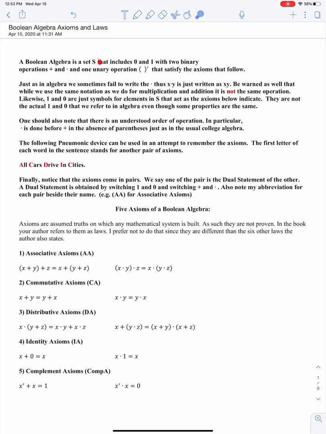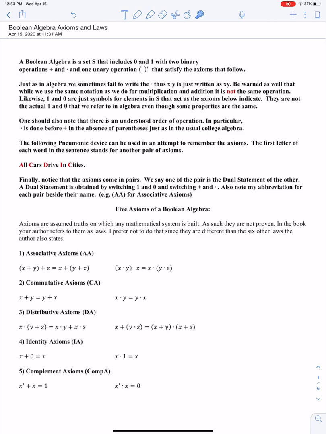Okay, so a Boolean algebra is a set. It includes 0 and 1. It includes two binary operations, plus and dot. Now, I call them plus and dot. They look like addition and multiplication, but I need to warn you that they don't always act like addition and multiplication. Okay, so two binary operations and one unary operation called complement. And those operations are going to satisfy the axioms that follow. The bottom line is, if you want to prove something is true in a Boolean algebra, you have to do it using the axioms, because that's essentially the only thing we know.